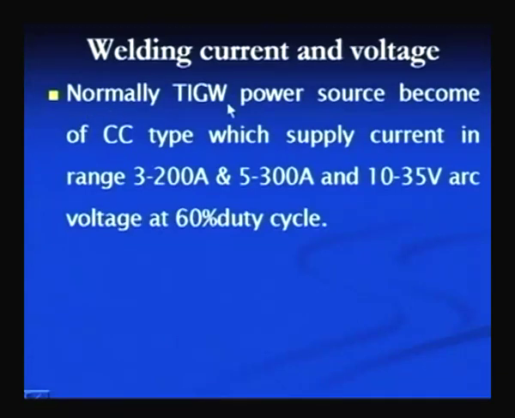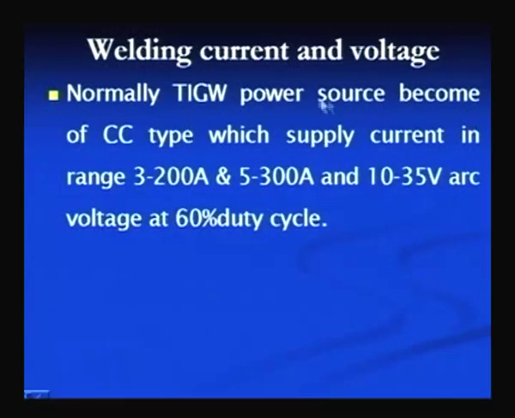Normally, the welding current and voltage are very important for successful welding, because the kind of penetration and deposition rate obtained largely depends on them. If current and voltage are not set properly, we may get an erratic arc or arcs with poor stability. Even arc ignition may become difficult. So, the tungsten inert gas welding power source is normally of the constant current type, which supplies current in the range of 3 to 200 amperes or 5 to 300 amperes, and arc voltage in the range of 10 to 35 volts at 60% duty cycle.